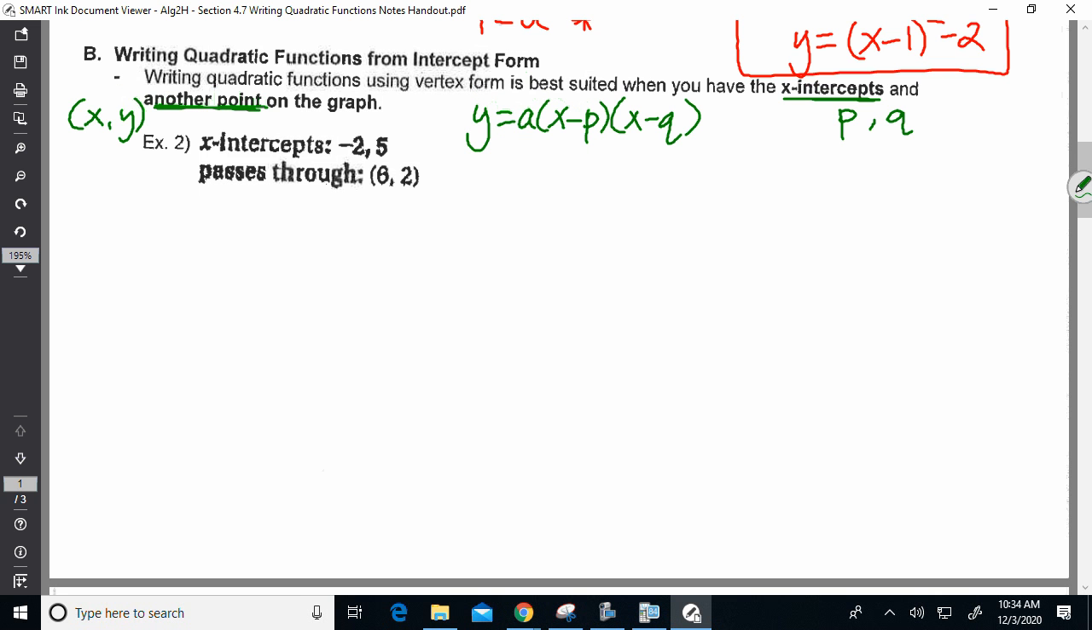So that means we know p, q, x, and y. We don't know a, that's what we're going to solve for. Do pay attention to the fact that intercept form has 2 x's in it. That means you're going to use the x value twice. So just pay attention to what you're doing.